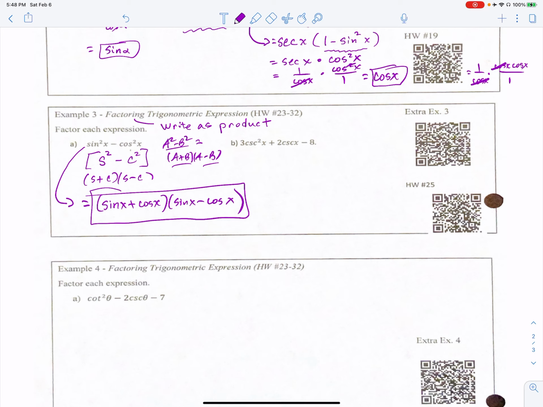So on this next one, it's quadratic in nature. You have a cosecant squared, a cosecant, and then just a constant. For a moment, think of this as cosecant, let this be a c squared and let this be a c. Think about this 3c squared plus 2c minus 8, or I could be thinking of it as 3x squared plus 2x minus 8. I want to factor this.